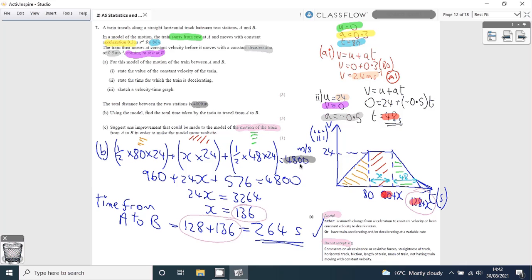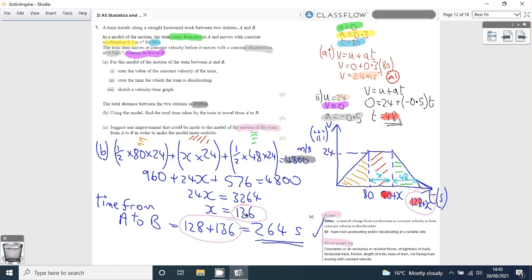So just breaking it down into the 3 bits, I've got the area of the triangle in orange, so half times base times height, half times 80 times 24, that's my 960. Then the area of this rectangle, which is 24 times x. Then thirdly, the area of the green triangle, half times 48 times 24. Those 3 added together give me 4,800. X is now my only unknown, so I can work out that x is 136.